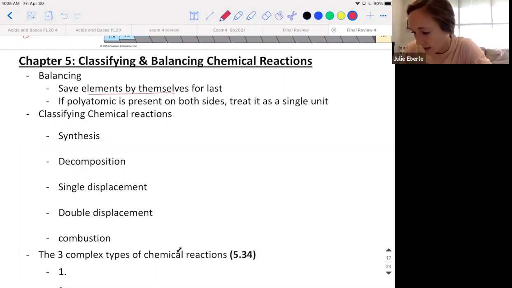Another thing is if you have a polyatomic, such as hydroxide or carbonate or something, and it's present on both sides, the reactant and the product side, treat it as a single unit. So for example, carbonate is CO3. If you have this on the reactant and the product side, you don't have to balance the carbons and the oxygens separately. You just say, okay, I have one carbonate on this side or two or whatever. How many do I have on the other side? And get those balanced that way.